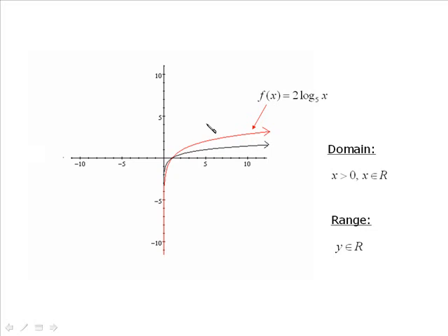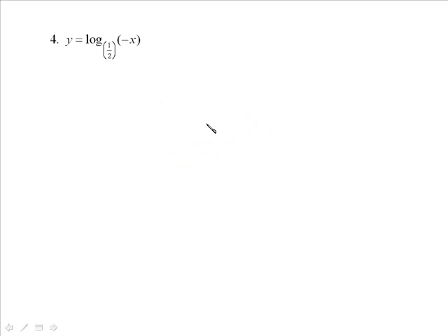Let's try another one. Here we have y is equal to the log of negative x to the base of 1/2. So for the first time today, we have a base that's less than 1, which tells us that it is going to be a decreasing function. Also, the replacement of x with negative x produces a reflection in the y-axis.